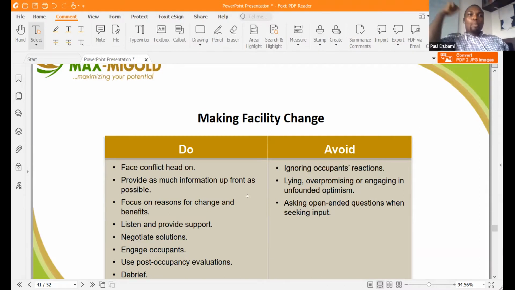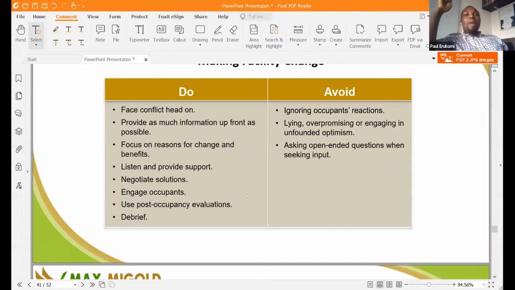Listen and provide support. You should listen to your occupant, negotiate solutions, engage occupants, and use post-occupant evaluation. When you do a move or a change, at the end of your change process, you'll be able to do a survey to get feedback from your occupants on how well you have done. You'll be able to debrief your occupants.